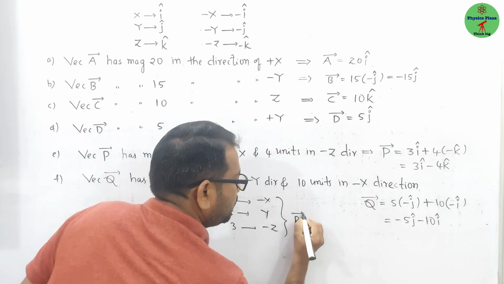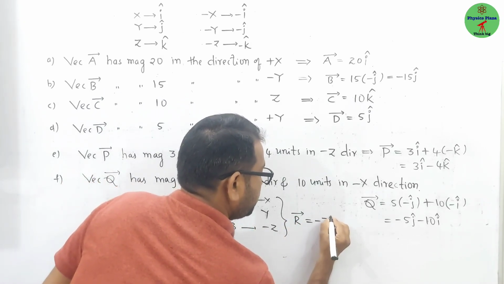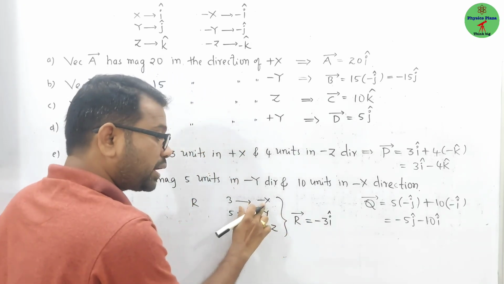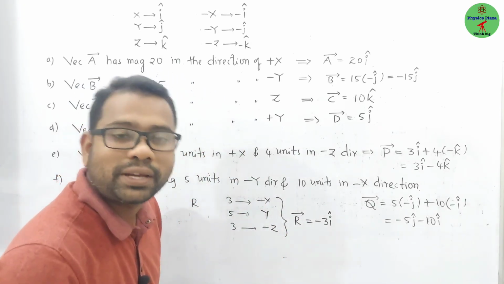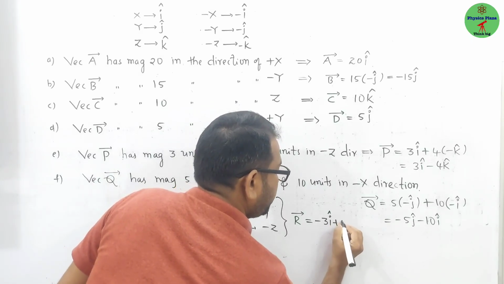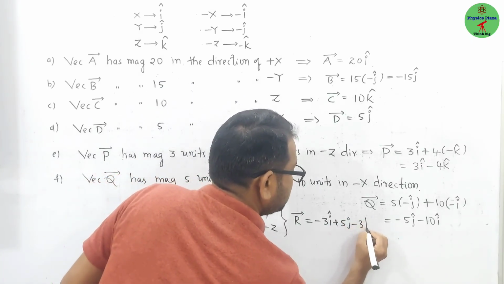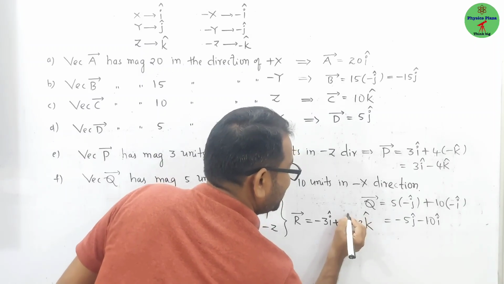Come on, vector r can be written as minus 3 i cap. Why am I writing minus 3 i cap, children? Yes, in the minus x direction, the unit vector is minus i. Okay, now y, so plus 5j, and this is going to be minus 3k. So the cap is mandatory, children.